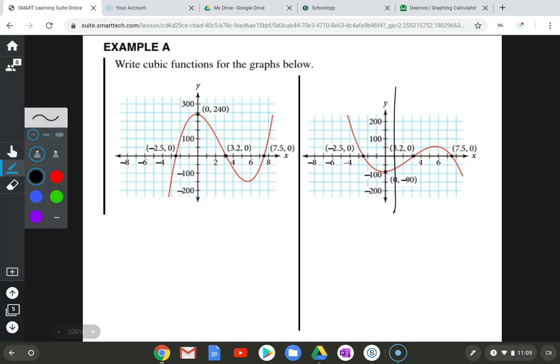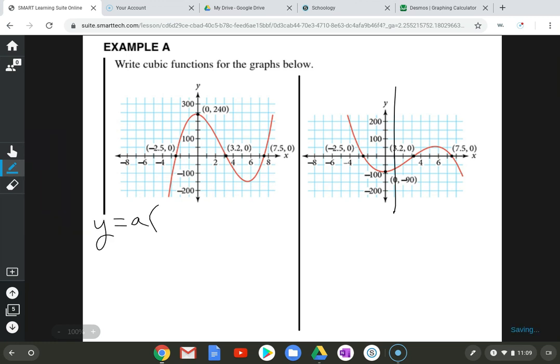So we're going to write the cubic functions for each of these graphs. When you are writing your cubic function, what's wonderful is the x-intercepts actually lead you to the factors. They're kind of the factors written backwards. So if I rewrite this function, I have some unknown constant in front, and then I'm going to do x minus each of my x-intercepts. So this is x minus negative 2.5, so I'm going to write plus 2.5. And then x minus 3.2 and x minus 7.5.